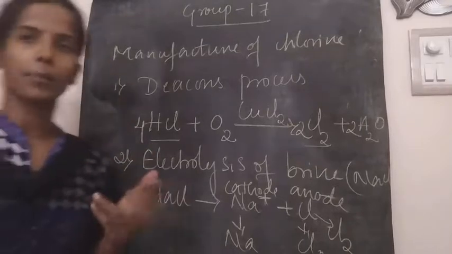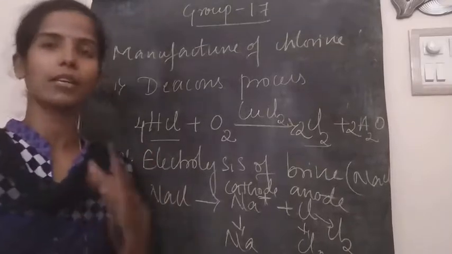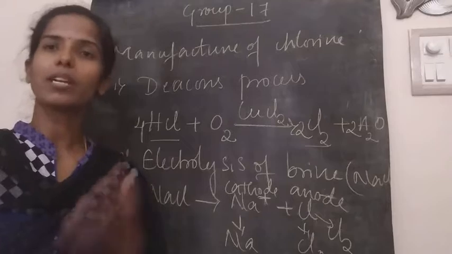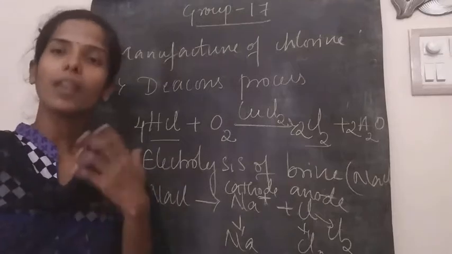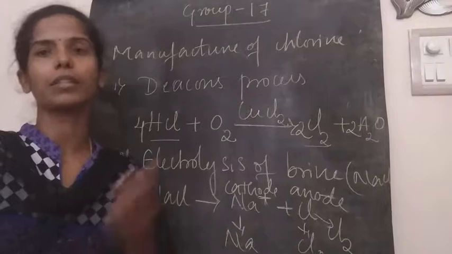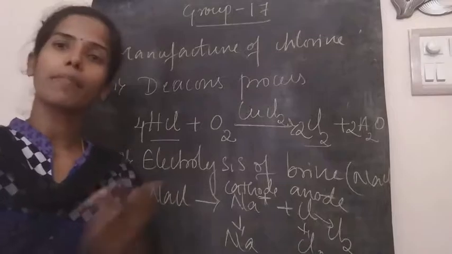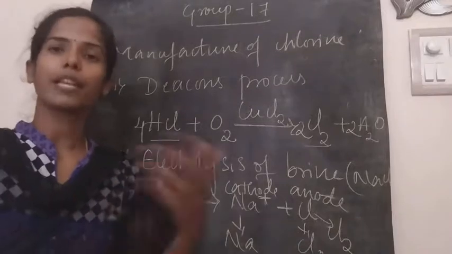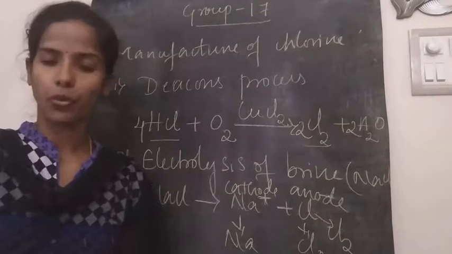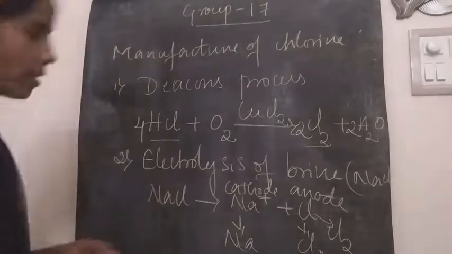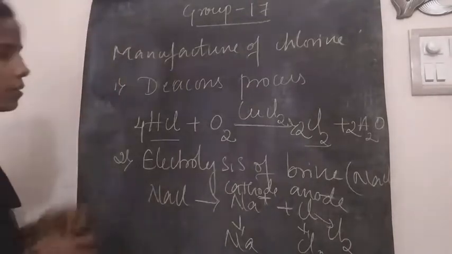The first two methods are the preparation in small scale, the way we prepare Cl2 gas in laboratories, by the reaction of manganese oxide with hydrogen chloride, or sodium chloride reacting with manganese oxide in the presence of H2SO4. And one more method of preparation is also there.